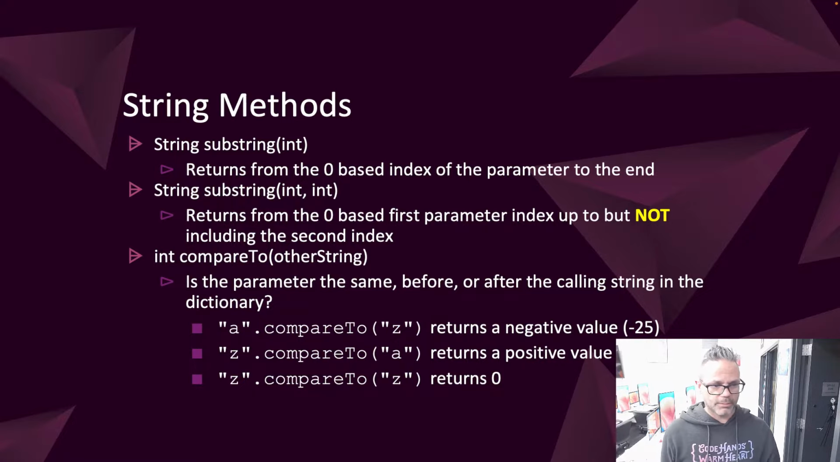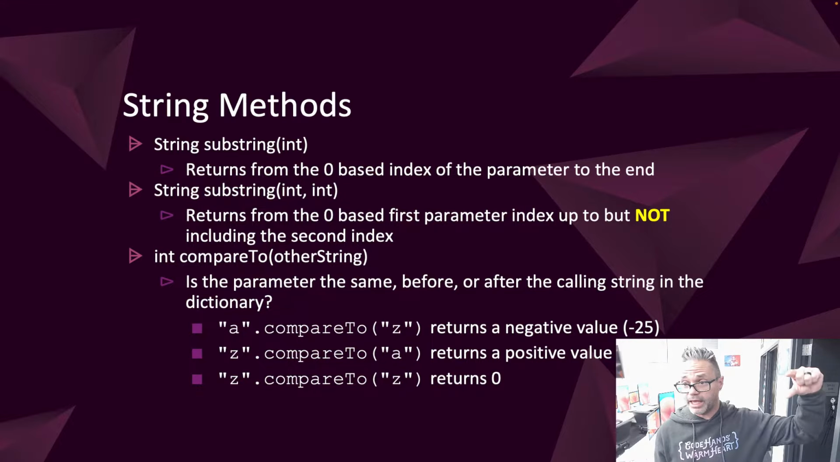Lowercase z compareTo lowercase a returns a positive value of 25. And lowercase z compareTo z returns 0. So that's the idea on that. You also do need to know that when you're comparing uppercase letters to lowercase letters, the uppercase letters come before all the lowercase letters, all of them. So capital A is before lowercase z. Keep that in mind if you're looking at capital letters for comparisons. Probably not in the exam, but just in case you see that.